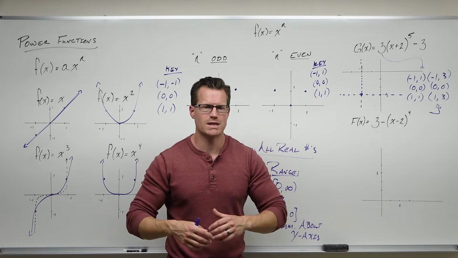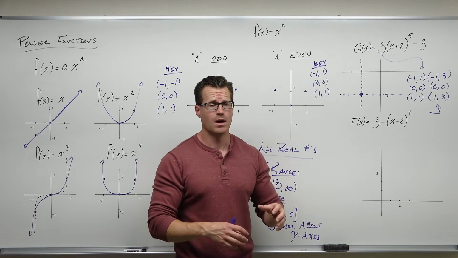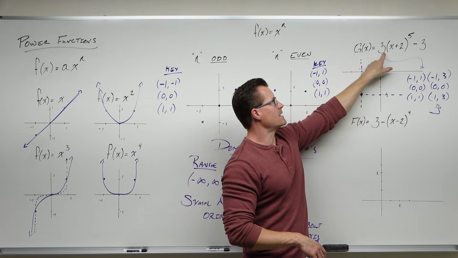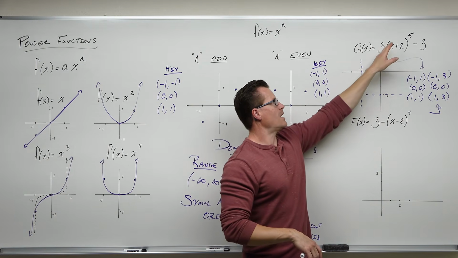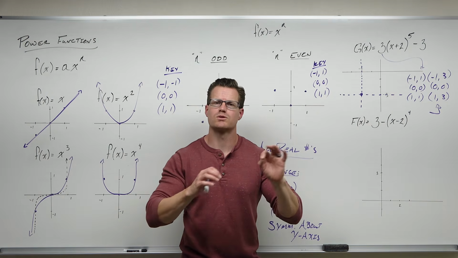So we're taking two ideas. We're taking the idea of transformations, we're taking the idea of power functions, and we're combining them. We're saying this is a shift down 3, that's a shift left 2, this is a multiplication of an output times 3, we've talked about it before, and that power 5 says you have an odd here. Odds are -1, -1, 0, 0, and 1, 1.